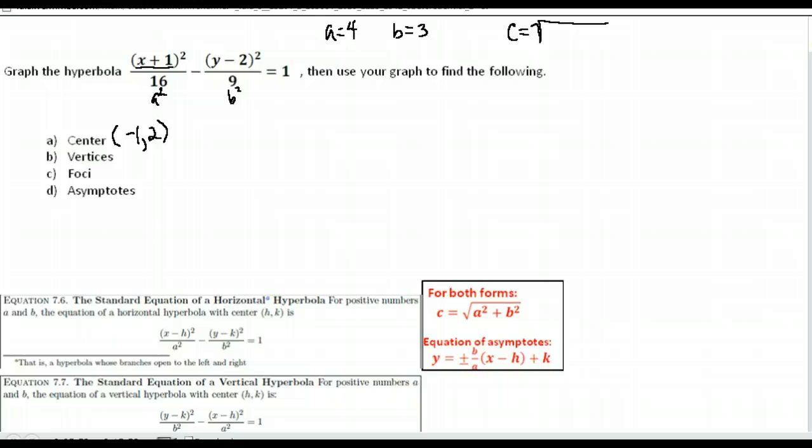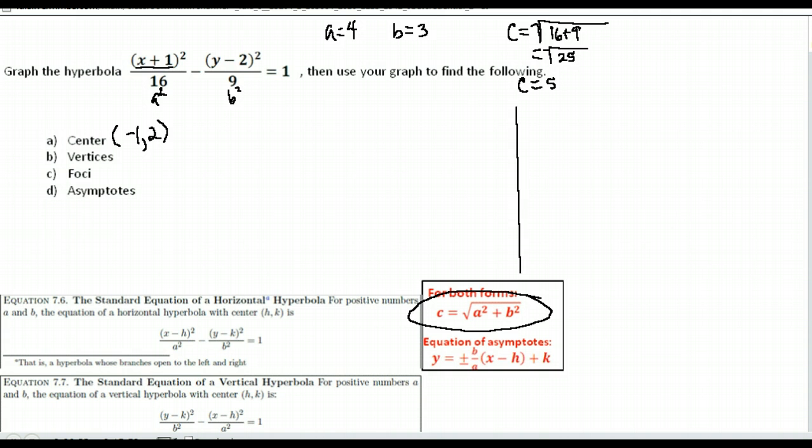And to find c, we do the square root of a squared plus b squared, just like we have down here, which would be 16 plus 9. 16 plus 9 is 25, and the square root of 25 is 5. So my c is 5. C is the distance from the center to your focus point. Okay, so that's what we're going to use it for.